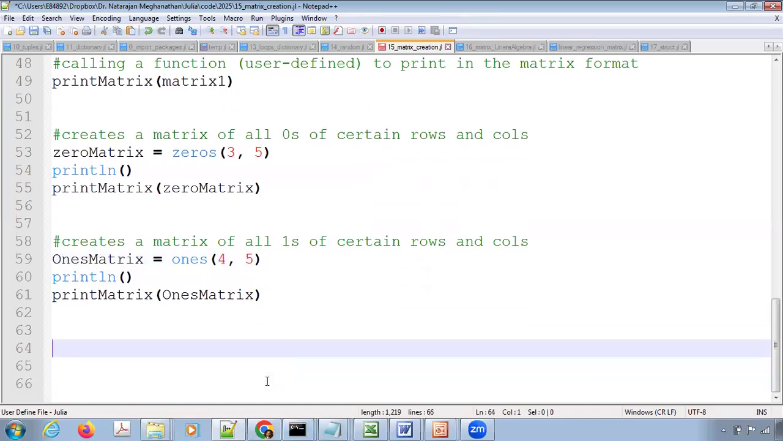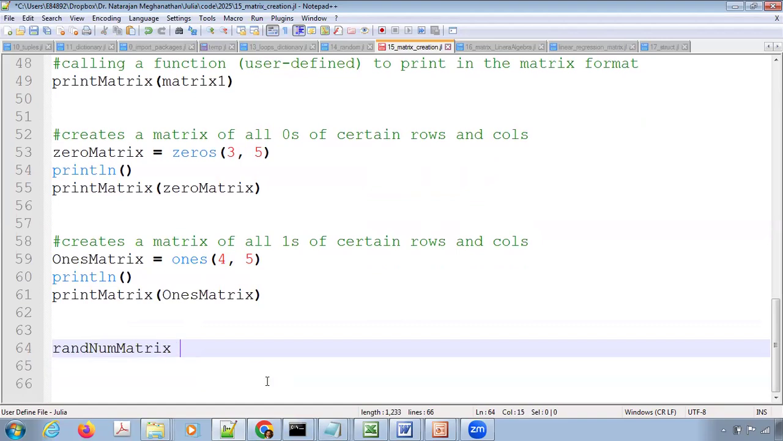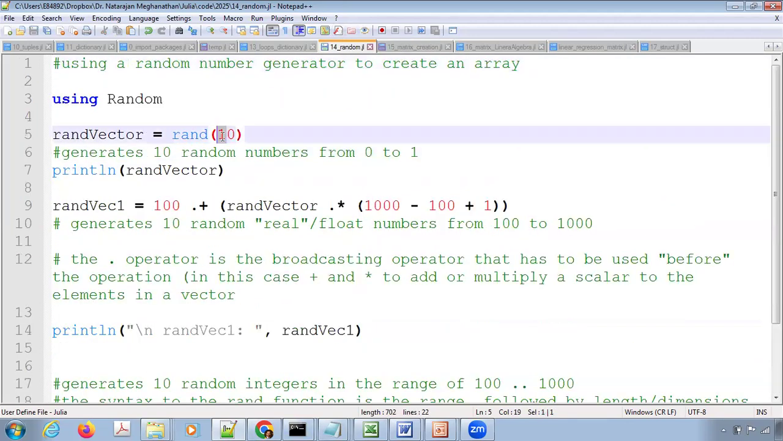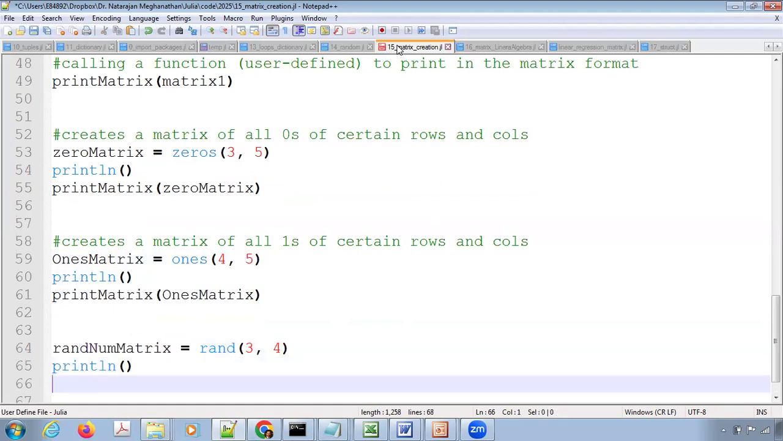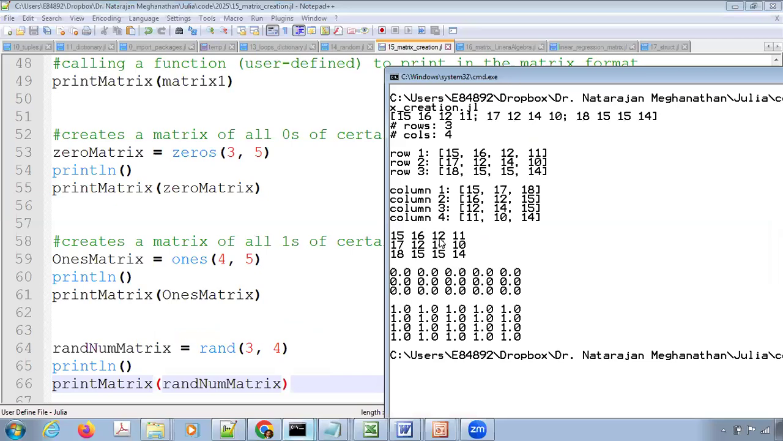But in case you want to create a matrix of random numbers from 0 to 1, then you can specify rand. In the case of a one-dimensional vector, you pass just the number of elements you want in the vector, and each element will be between 0 and 1. Here, just pass the dimensions. So you can say 3, 4, and then print the random number matrix using the print matrix function. Let's see what gets generated.